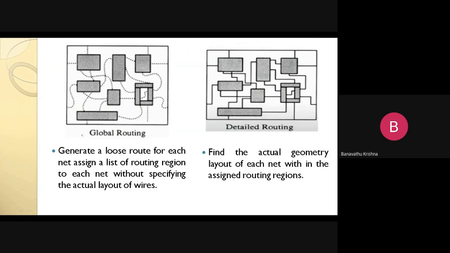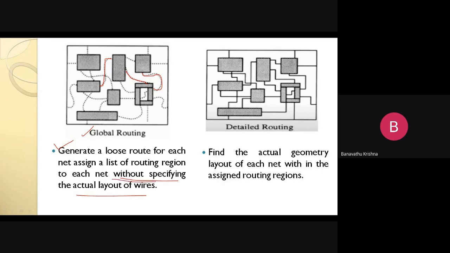This is the global routing and this is the detailed routing. Let us see the global routing here. These are the blocks I placed in this particular floor plan chip die area. This is the loose contact connection. So generate a loose route for each net. Assign a list of routing regions to each net without specifying any actual layout of it.